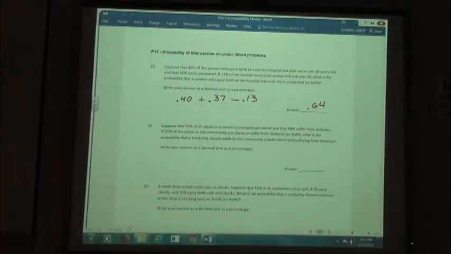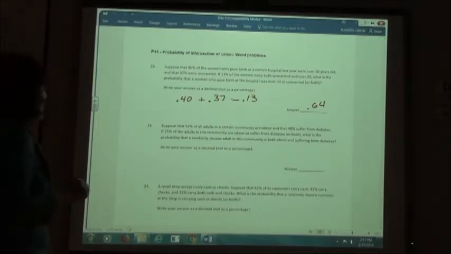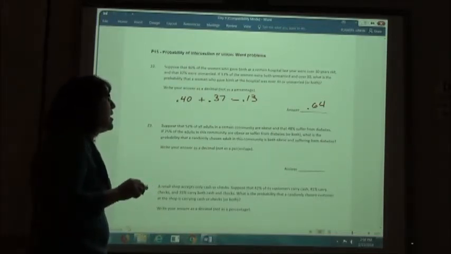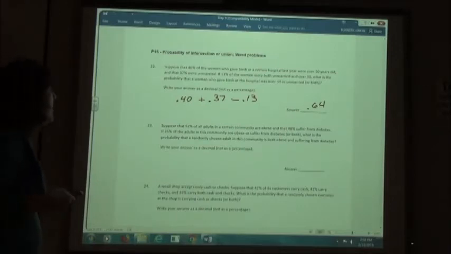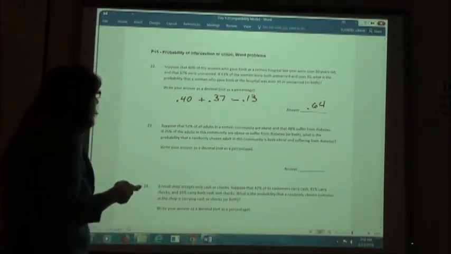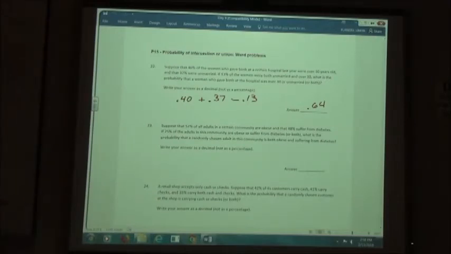23, suppose that 52% of all the adults in a certain community are obese and that 48% suffer from diabetes. If 75% of the adults in the community are obese or suffer from diabetes or both, what is the probability that a randomly chosen adult in this community is both obese and suffering from diabetes?